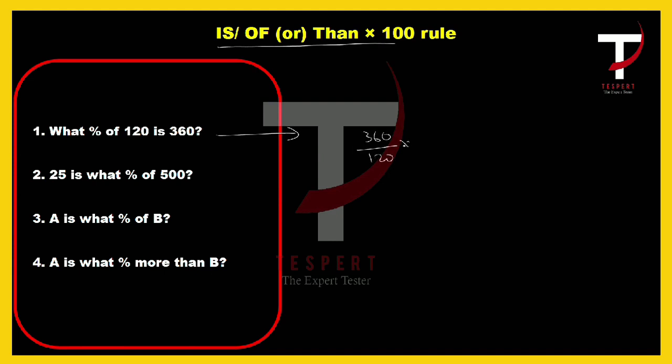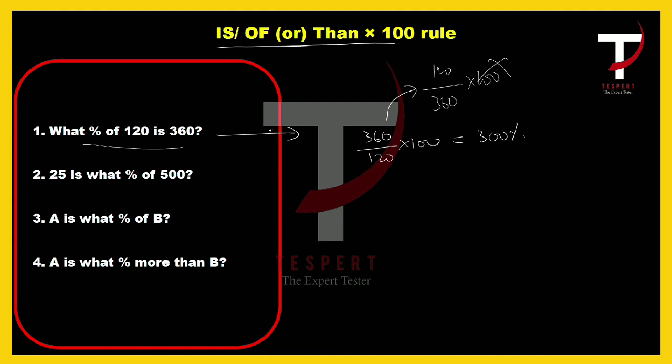360/120 into 100, and after cancellation we will get 300%. But most of the aspirants, most of the students, get confused about which value to place in the numerator and which in the denominator. They may even write 120/360 into 100, which is wrong for this question.